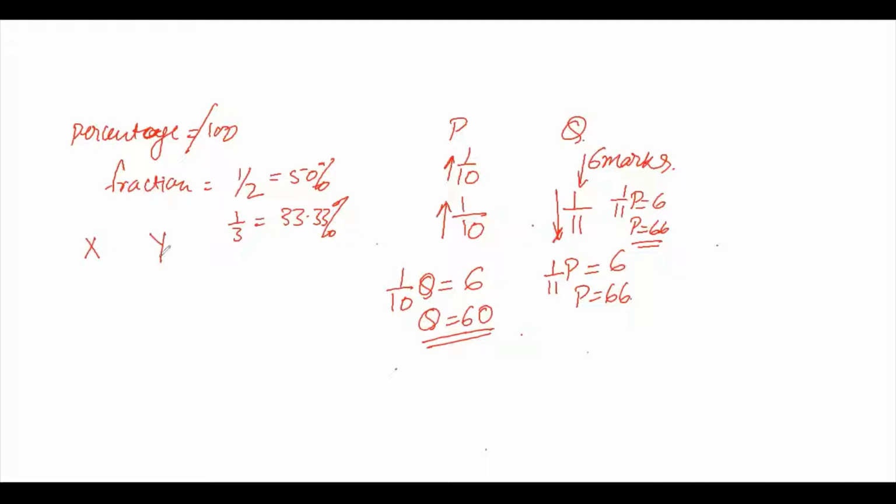Say X and Y are two men. X has scored 25% less than Y, while Y has scored 50 marks more than X. This is 50 marks more than X. So can you tell me what are the scores of X and Y?